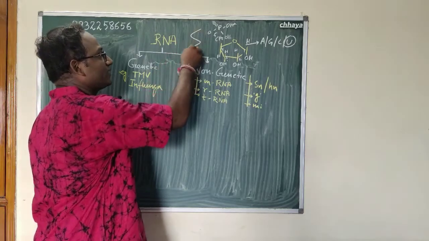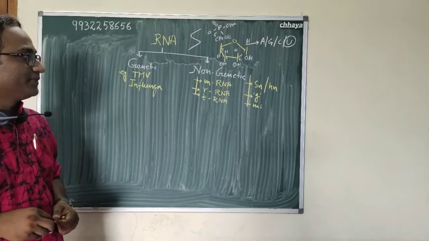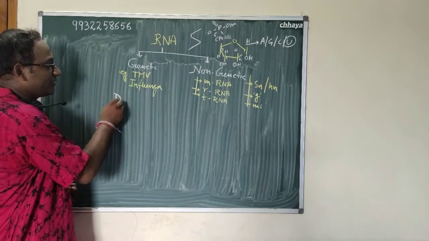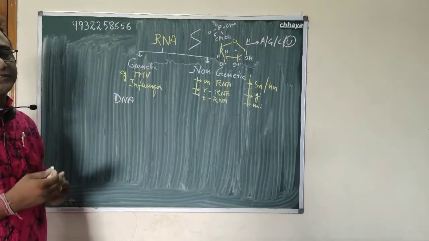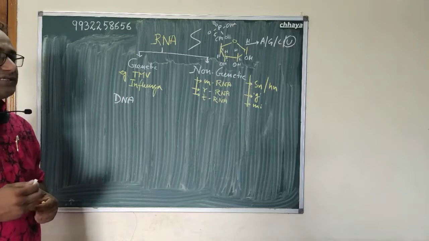RNA is not a double stranded structure, RNA is a single stranded structure. The first one is the mRNA, M for messenger. DNA functions, it synthesizes protein, but it cannot directly synthesize.